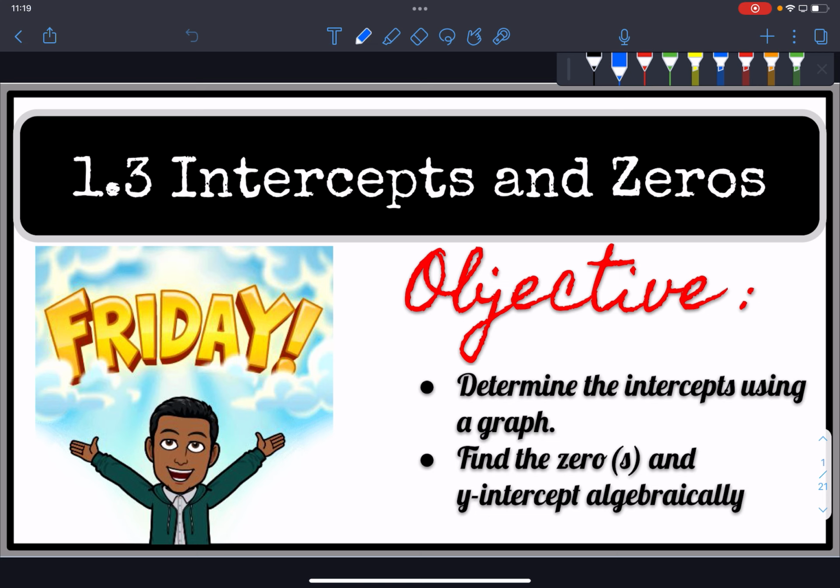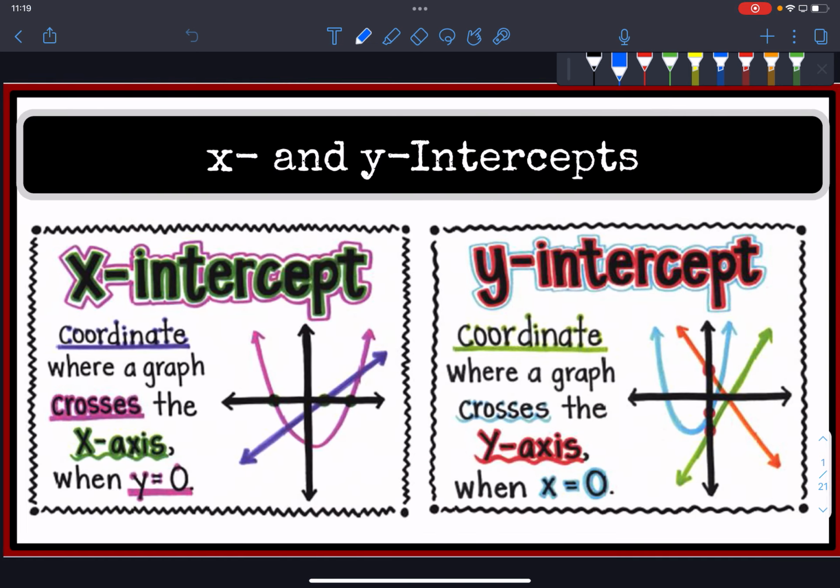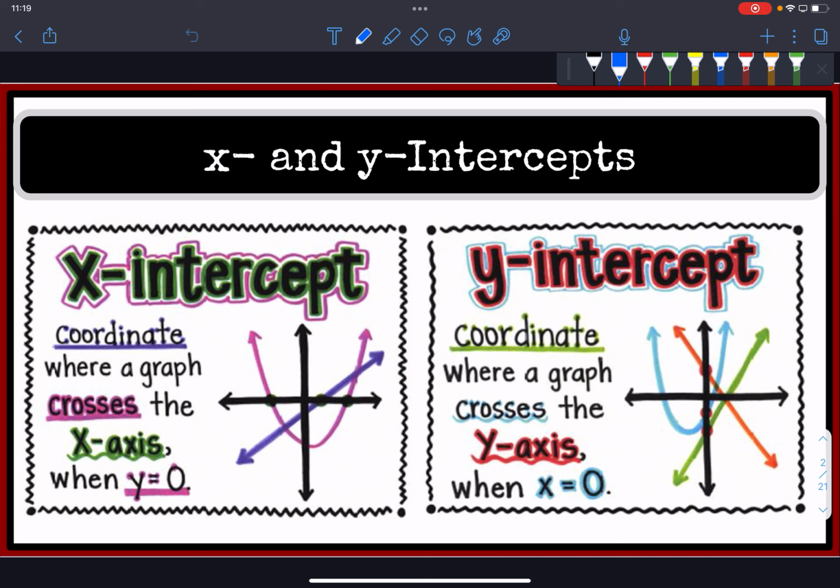In this video you will learn to determine the intercepts using a graph, and then you will find the zeros and the y-intercepts algebraically. We'll begin by going over what the x and y-intercepts are.